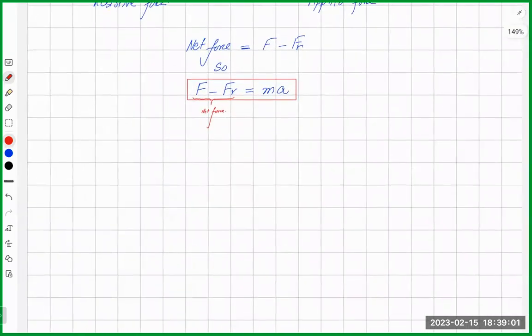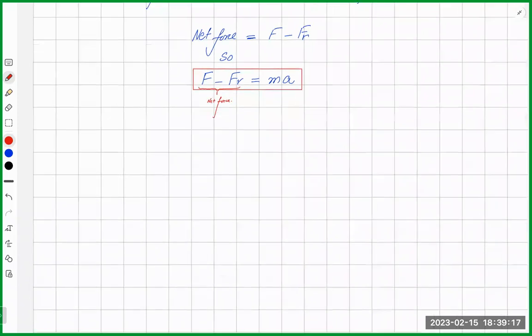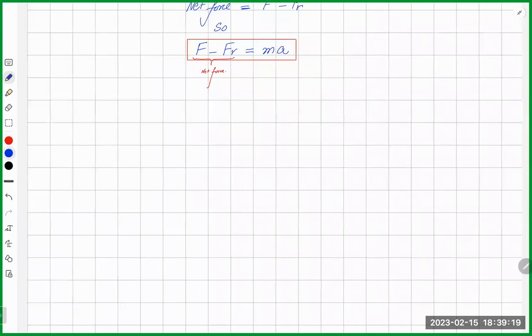Now, we will be doing multiple examples of F minus Fr in this course. But before that, I want to do the list of forces that we need to know. Now, what is Newton's third law?